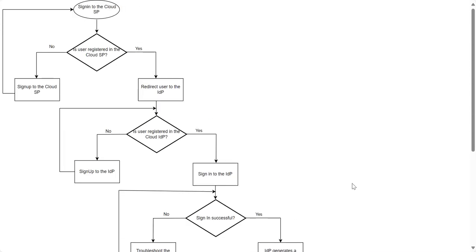In our next video, we are going to look at the steps followed by a user who wants to gain access to a protected resource in the cloud service provider before they are redirected to the identity provider for authentication.